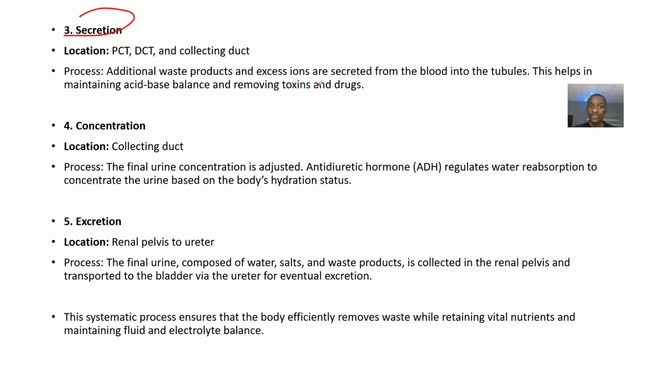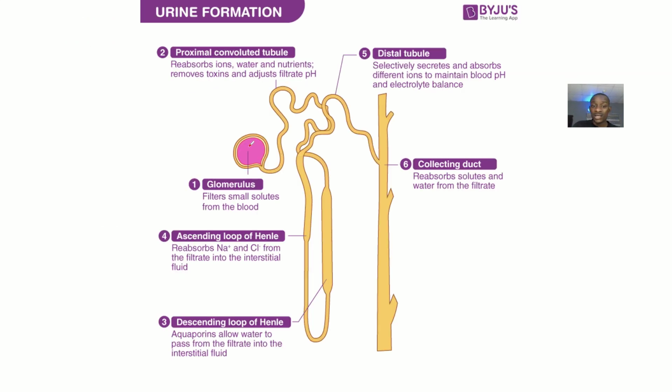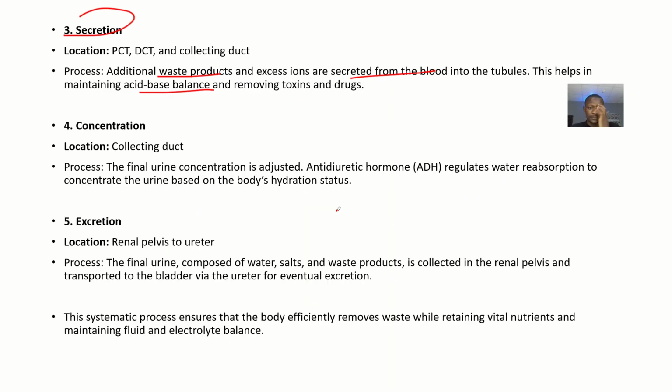So in this process, additional waste products and excess ions are secreted from the body directly into the tubules. This helps in maintaining acid-base balance and removing toxins and drugs. Not everything must go through the Bowman's capsule. Some things can actually bypass the glomerulus and be secreted directly into this place. You get. Then next is what?